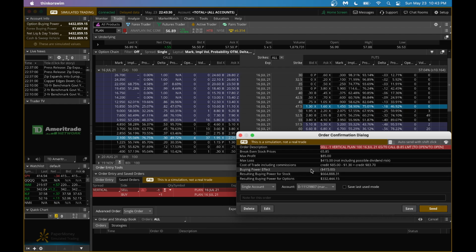Your buying power effect is 415. You'll bring in $85. If the stock stays below 65, you get to keep your entire money. If the stock goes above 65.85, that's when you'll start incurring some losses. Your max loss is 415. This is the other way to play on the call side, getting some premium.